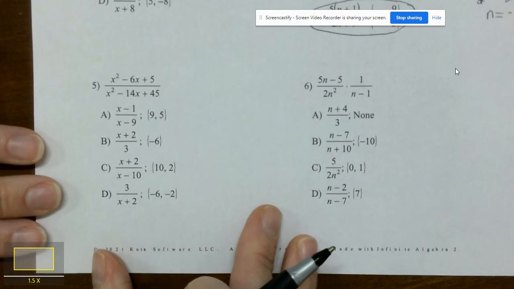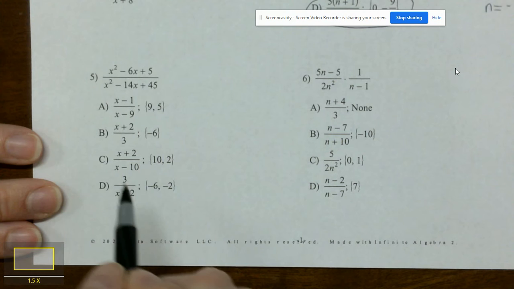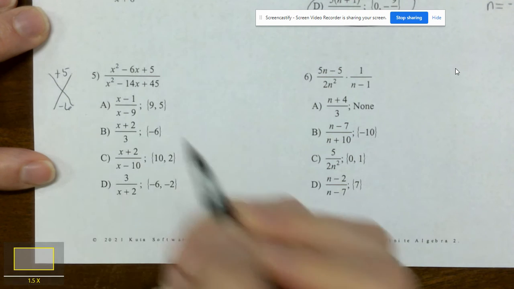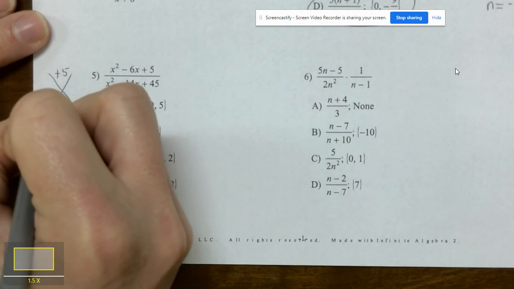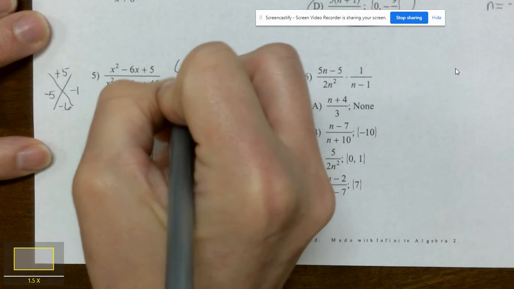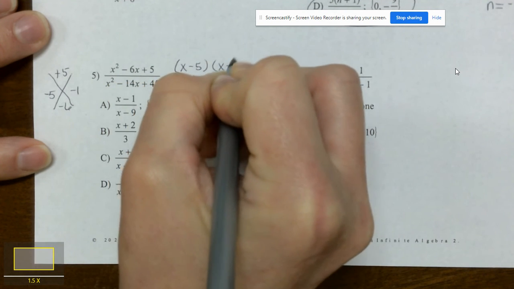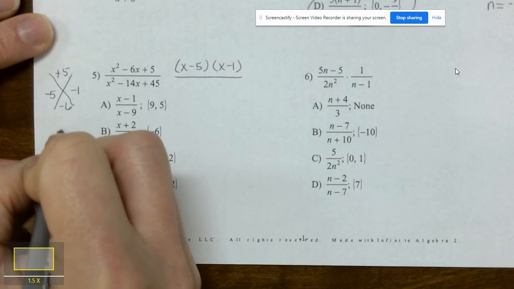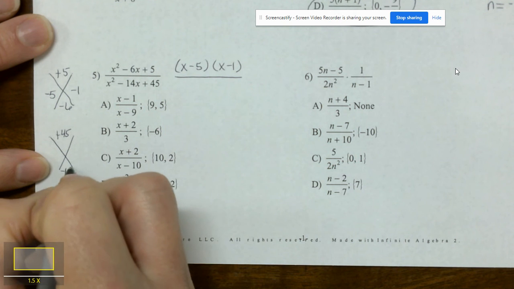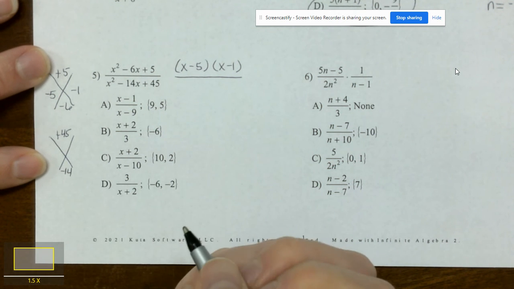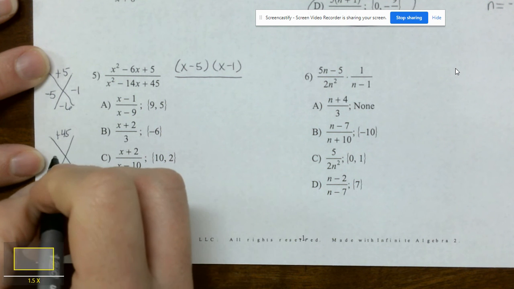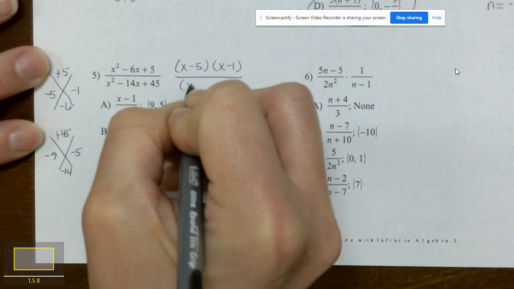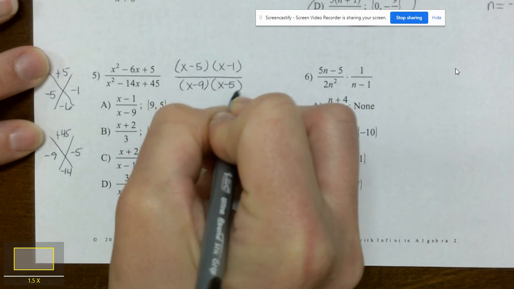Okay, for number 5, we're going to have to factor both of these. So for the top, I need to get a plus 5 and a minus 6. All right, that's going to be a negative 5 and a negative 1. So this is going to be x minus 5 times x minus 1. And then here, we need to get a positive 45 and a negative 14. So two things to give us positive 45 and negative 14. That's going to be a negative 9 and a negative 5. So x minus 9, x minus 5.